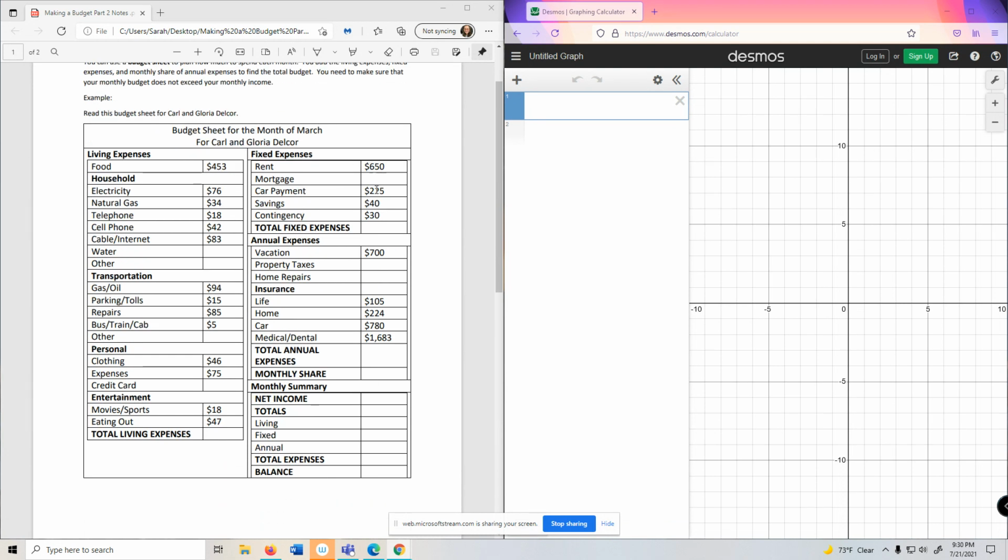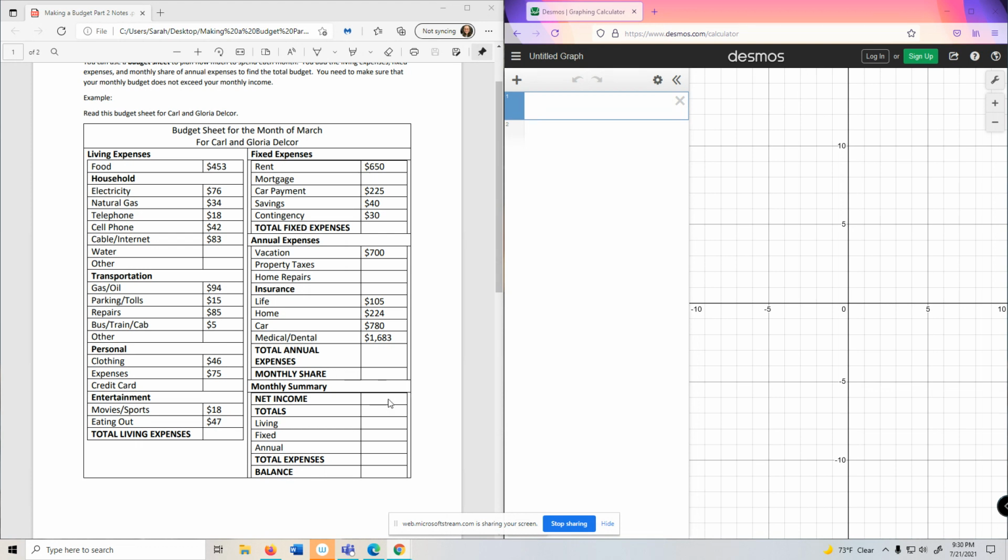So what you see on the screen here is an example budget sheet, and the things that this couple are spending their money on each month are split out into different categories. On the left-hand side, we have all the living expenses. Remember, those can fluctuate from month to month depending on, for instance, your utilities. It's often weather related. So these things may not be the same amount every month. Your fixed expenses, which are the same amount every month. The annual expenses, which we then usually find the monthly share of by dividing by 12.